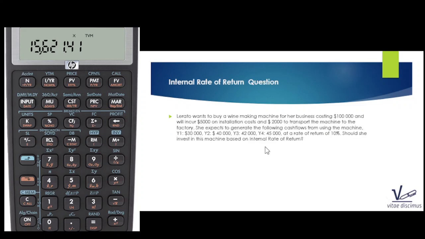Then to apply that, we are going to look at the same question that we looked at. Lerato wants to buy a wine making machine of 100,000 and incur 5,000 for installation as well as transport, and receive all these cash flows from year 1 to 4. Based on the rate of return of 10%, should she invest in this machine based on internal rate of return?